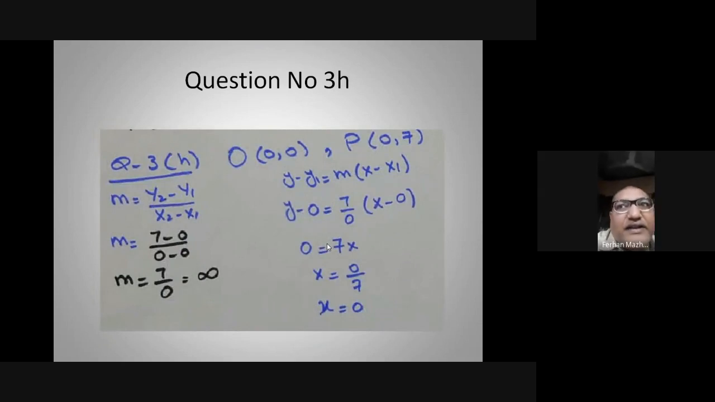Okay, and this is the last part for today's lesson. Question number 3, H part. We have a point O whose coordinates are 0 comma 0, and a point P whose coordinates are 0 comma 7, and we want to find the equation of this line. First of all, I will find the slope or gradient of this line, that is y2 minus y1 divided by x2 minus x1. Substitute the values of y2, y1, x2 and x1. You will have 7 minus 0 divided by 0 minus 0.